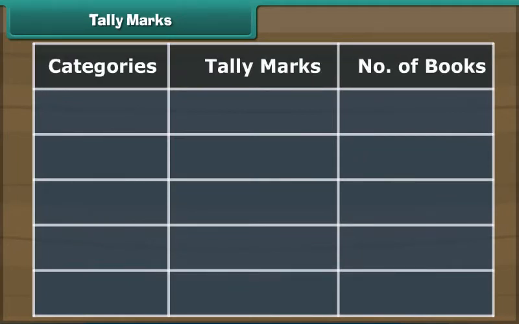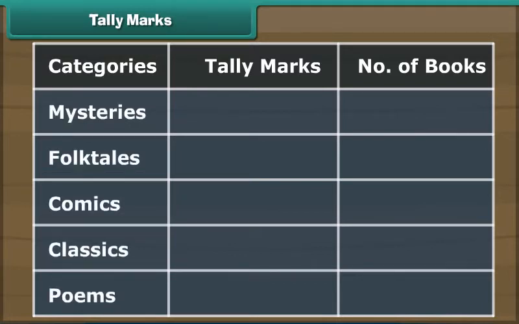Tally marks. Now let us organize Ravi's data with the help of tally marks. Make 3 columns: categories, tally marks and number of books. Write down the 5 different categories under Categories column. Draw a vertical line against the Mysteries category under the Tally marks column for the first book in the category.